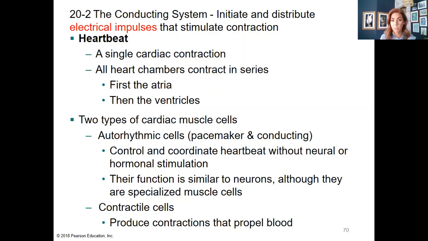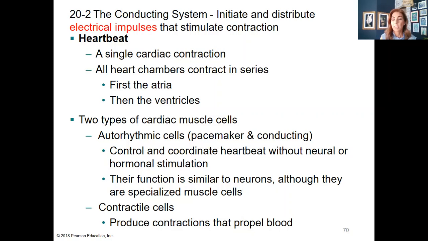So we've got two types of autorhythmic cells. We have the pacemaker cells, and then we also have the conducting cells. As the name implies, the pacemaker cells are going to set the pace. So they will set the rhythm for the heart. And the conducting cells are going to help move that electrical impulse to different parts of the heart.